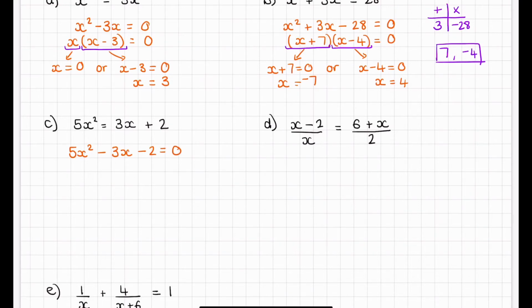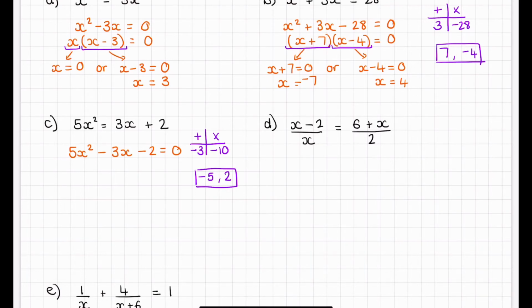Now with this one, with our plus and multiply, because we have a number in front of the x squared, remember it's going to be a times c, so it's going to be 5 times negative 2, which is negative 10 for the product, and the sum is the value in the middle, which is negative 3. So we're wanting two numbers that multiply to get negative 10, then when we add them, we'll get negative 3. And what you'll find with that is that it will be negative 5 and 2. Negative 5 times 2 is negative 10, negative 5 plus 2 is negative 3.